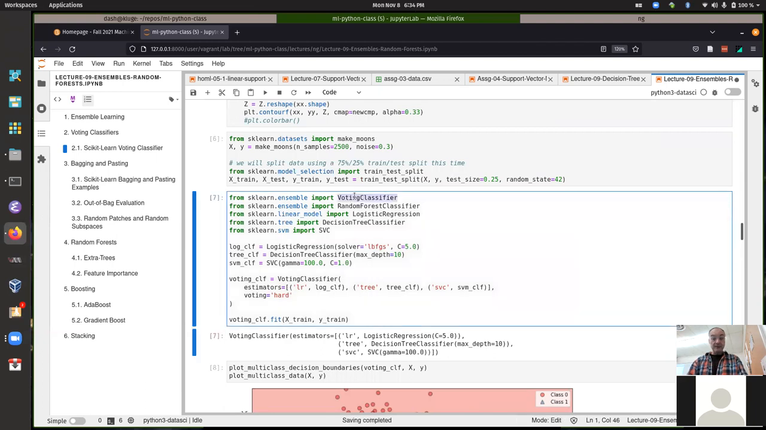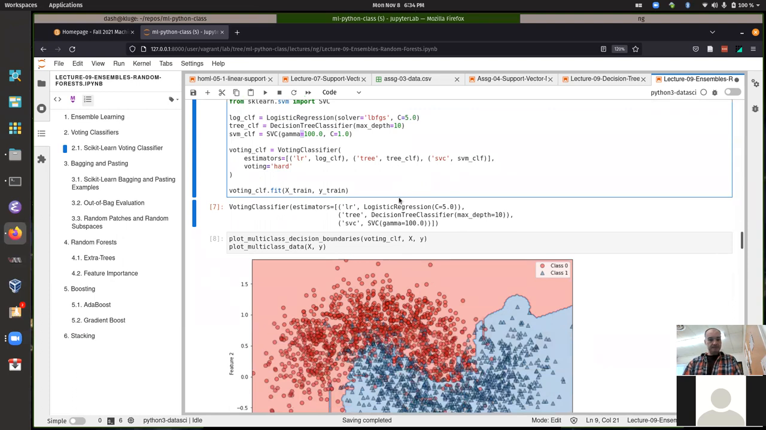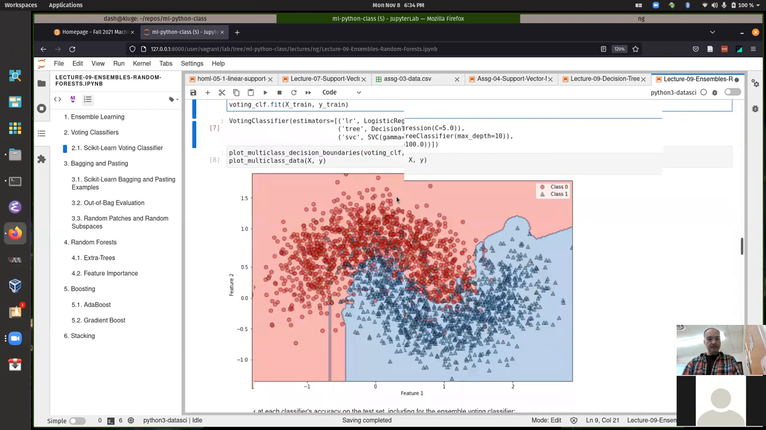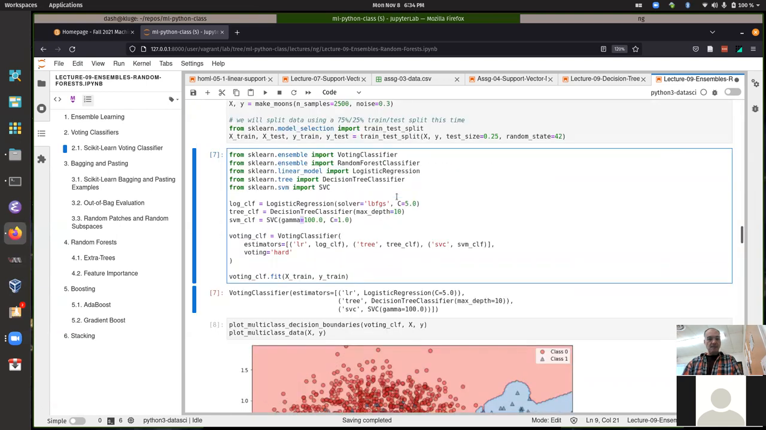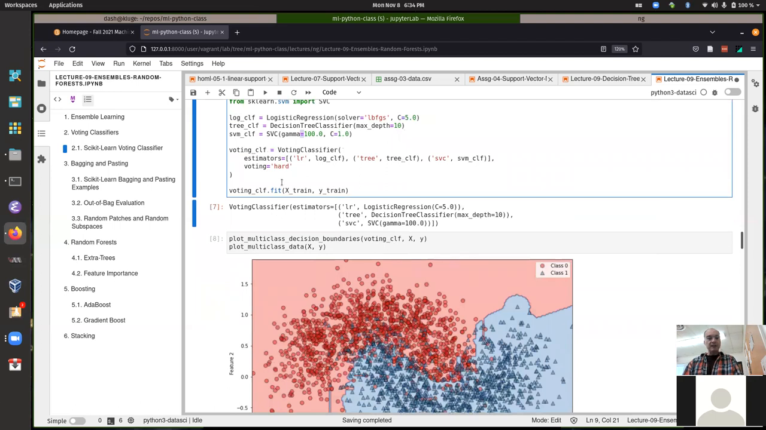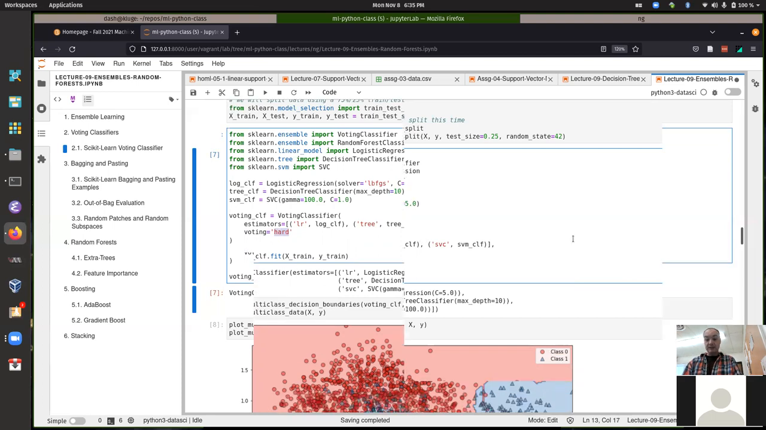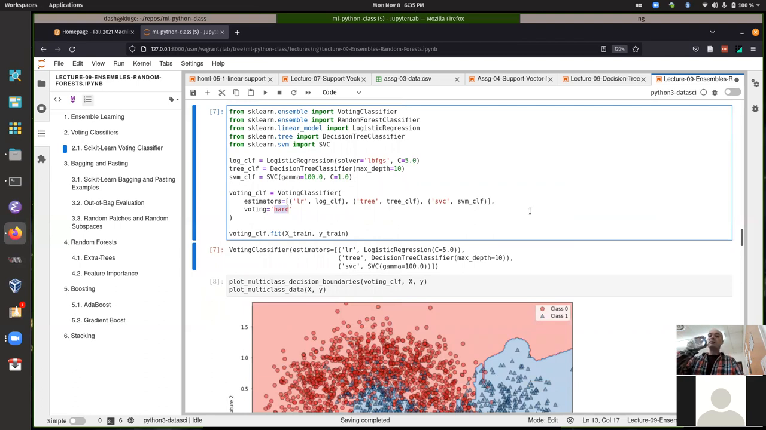In this case, we're showing a simple voting classifier where we create three classifiers. We use a logistic regression, a decision tree, and a support vector machine with a radial basis function kernel by default. If you plot the decision boundary, you see this is the decision boundary of the classifier. To build a voting classifier, you give it the list of the estimators and tell it hard or soft voting. Here we're just taking a majority vote, which works easily enough for a binary classification task.